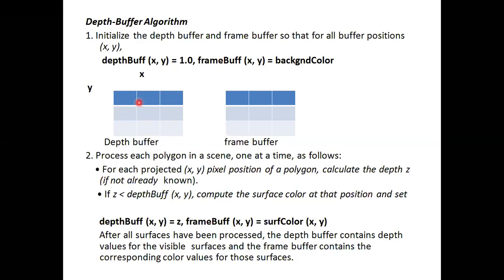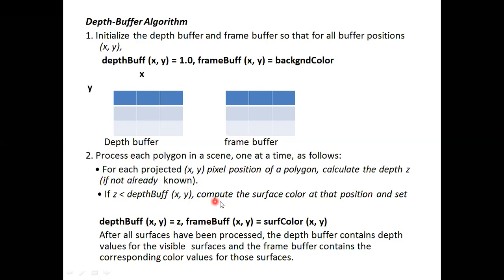Now I am at that particular position X, Y, Z, where X is 2, Y is 1, and Z is -2. So what is the Z value? The Z value is -2. Now I will check this condition: if Z is less than depth buffer of XY. What was the depth buffer of XY here? It is 1, because I have initialized everything to 1. Yes, -2 is less than 1. So I will replace the depth buffer with Z. That means at this position, where it was 1, I will replace it with -2.